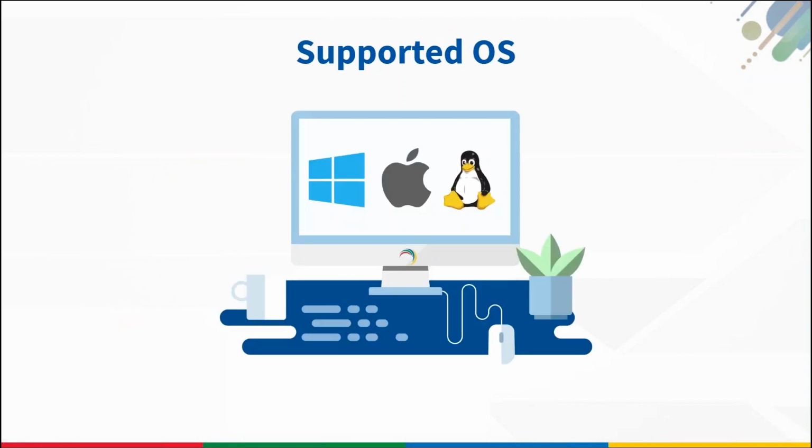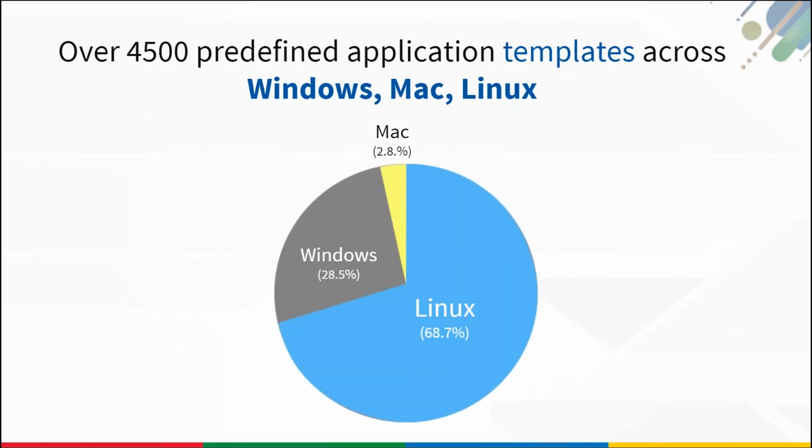Desktop Central supports all 3 flavors of operating systems for software deployment: Windows, Mac, and Linux. We have over 4,500 predefined application templates across all 3 platforms.